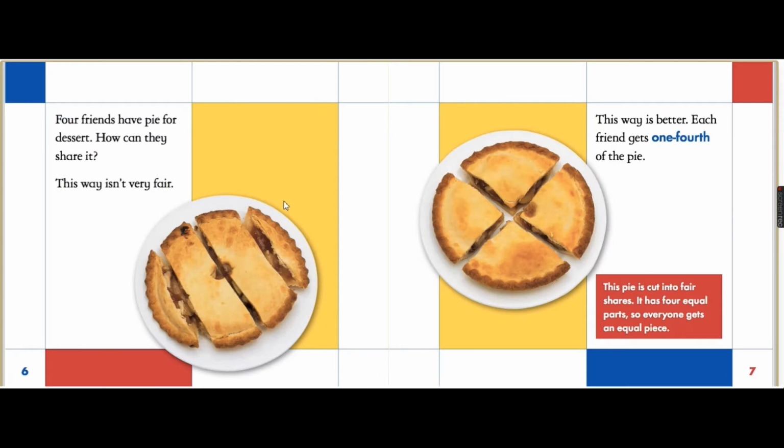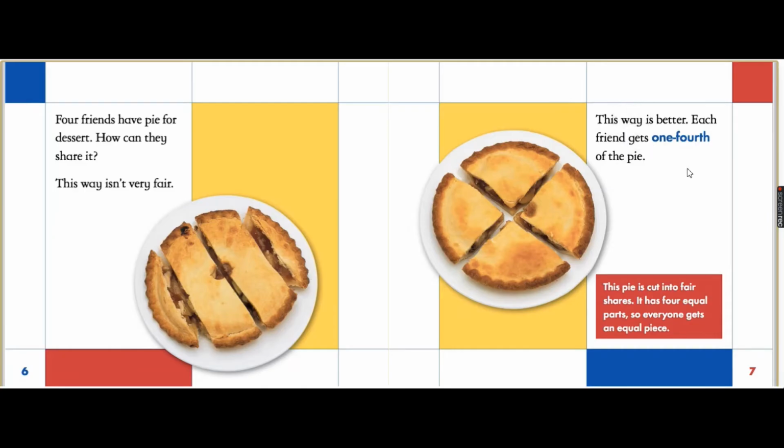4 friends have a pie for dessert. How can they share it? This way isn't very fair. So you can see it, even though it's cut into 4 pieces, if you were a friend that got this piece, you probably wouldn't be very happy. How come? Because some of your other friends got a much larger piece. So this is not a fair way to share a pie with 4 people.